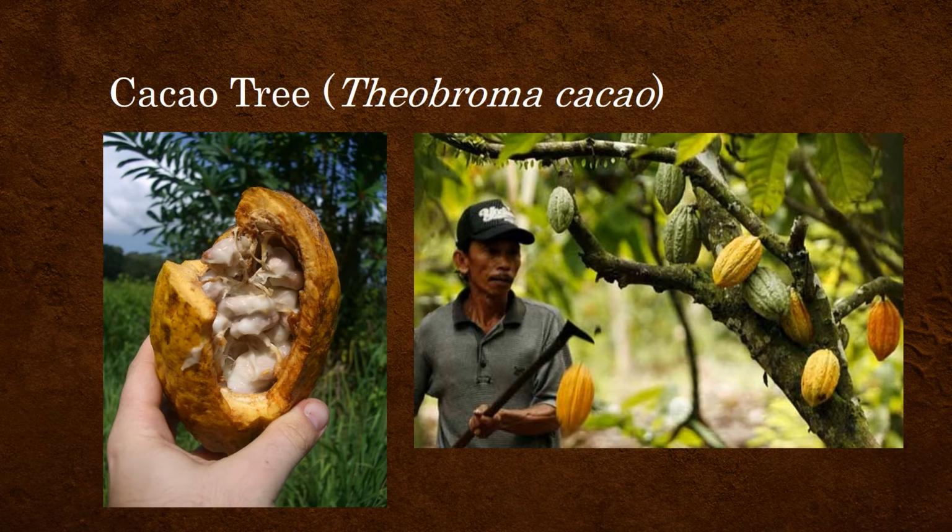Now, chocolate, of course, is derived from the cacao tree. The cacao tree is a native plant to Central America. That's where it was domesticated first by the ancient Mesoamericans. Its scientific name is Theobroma cacao. Theobroma literally means the food of the gods. And for ancient Mesoamericans, this was certainly true.